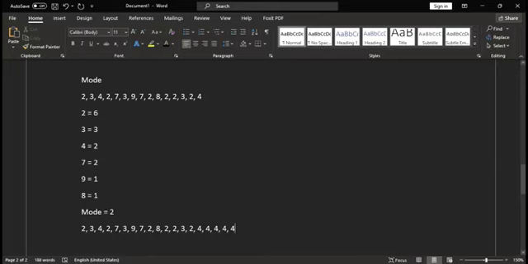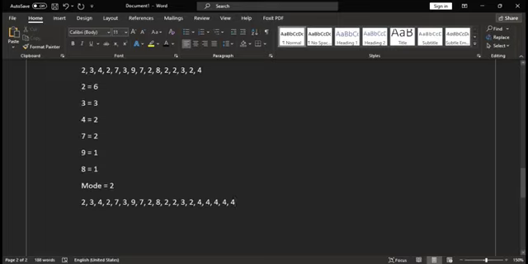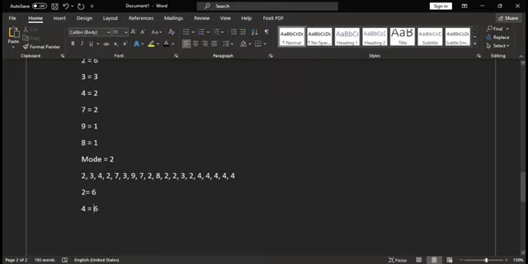So instead of 4 having a frequency of 2 this time, with the additional 4s, 4 is having a frequency of 6. So if 2 has a frequency of 6 and 4 has a frequency of 6, that means both of them have the same frequency. So both of them are the mode. Both of them have the same frequency and both of them have the highest frequency. So in this situation, we say that this is bimodal.